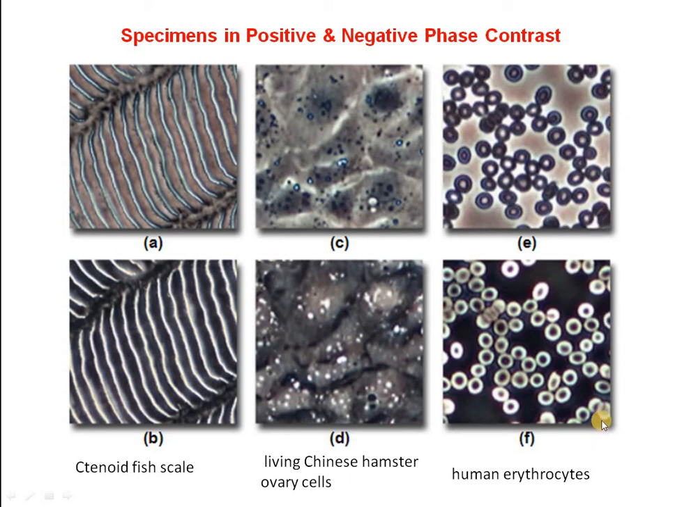When the negative phase plates are used, the image looks like this. So if you use different types of phase plates, different types of images will be formed. So how is the contrast created in the phase contrast microscope?